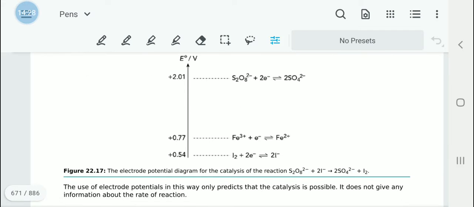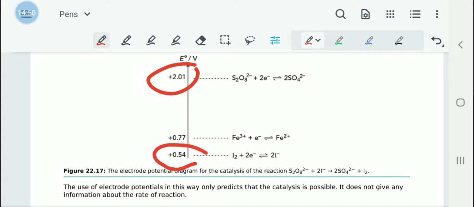So here, if the catalysis is possible, this is something that we have learned earlier. Now S2O8 2 minus lies here. It has a value of 2.01. Then I2 turning into 2I minus stands here. Then Fe3 plus to Fe2 plus stands here. So it is possible because it lies in between. Right.